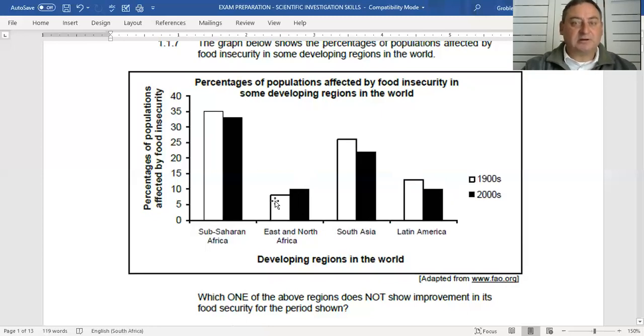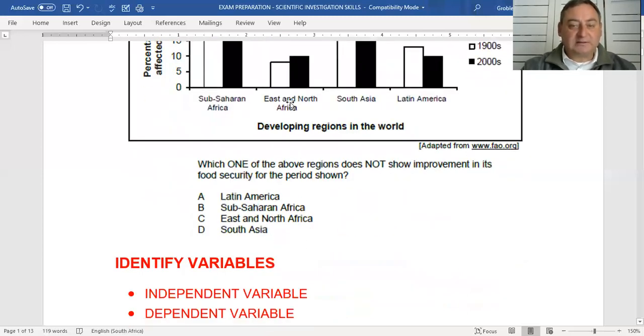The picture tells me the answer. I don't need any knowledge to score 2 marks here. I can see it's East and North Africa. You too, you saw it. Its answer is number C.